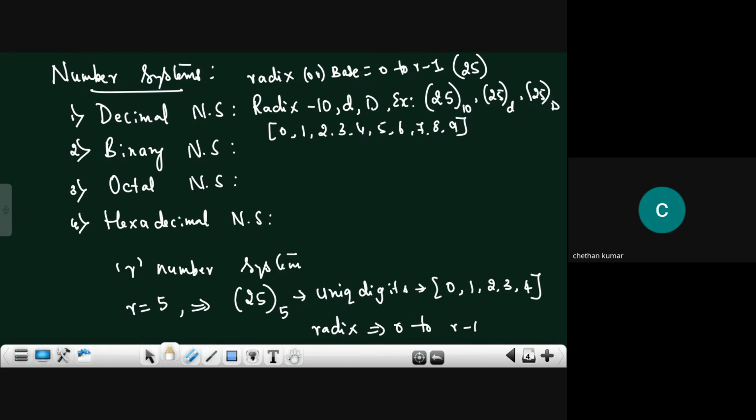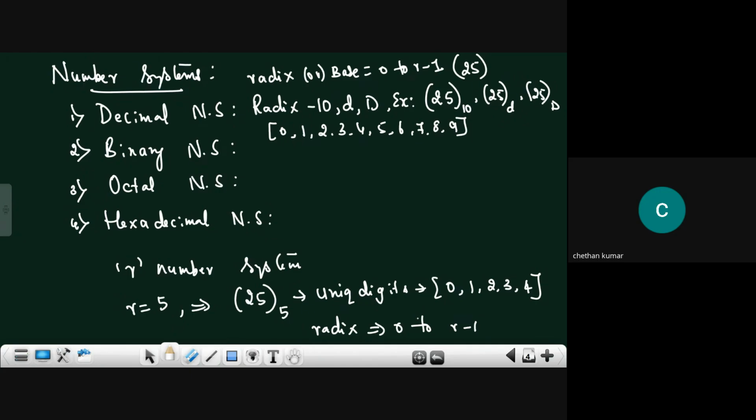X may be, radix may be 7. Radix may be 8. Radix may be 9. Radix may be 10. Radix may be 11. Any number system. You didn't understand? But commonly we'll use base of 10, base of 2, base of 8, and base of 16. These are the common number systems, but a number system can also be represented as an X number system. For an X number system, to find out the radix or base, the formula you can use is 0 to r minus 1.